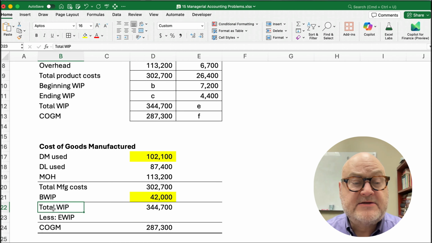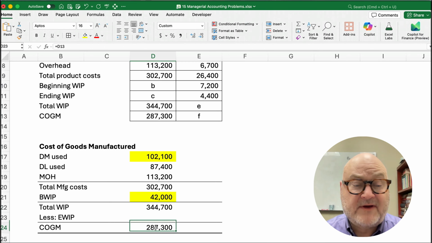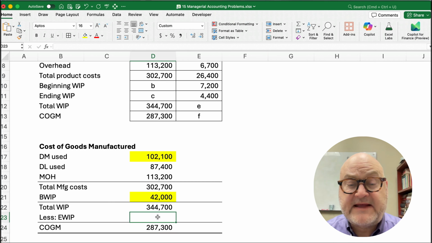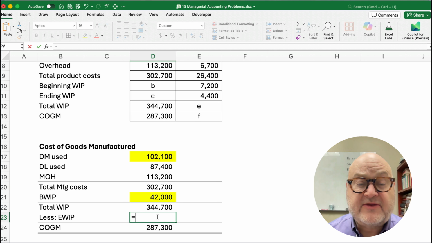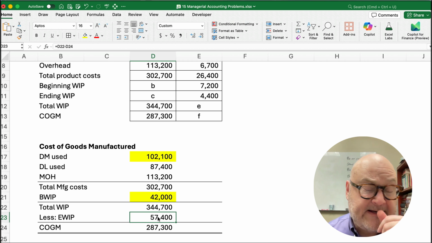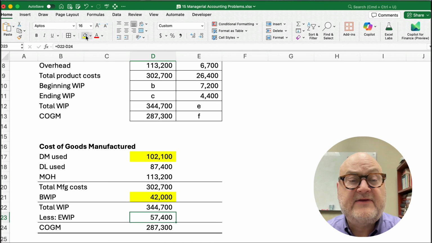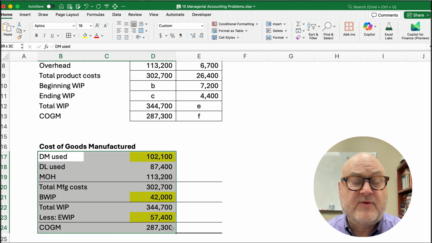Now, total work in process, 344 minus some number equals cost of goods manufactured. That number is ending work in process. So we're going to take 344 minus the 287. So our ending work in process, in this case for Juliet, must be 57,400. So I think this is probably the easier way to do it.